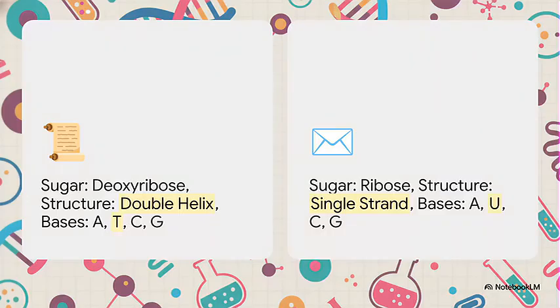Okay, listen up, because this is a 100% guaranteed exam topic. You absolutely have to know these three key differences. So DNA, the master blueprint, has deoxyribose sugar, it's that classic double helix, and it uses thymine. Its trusty messenger, RNA, uses ribose sugar instead, it's just a single strand, and it swaps out thymine for a base called uracil. Seriously, burn this slide into your brain, it's pure gold for your test.